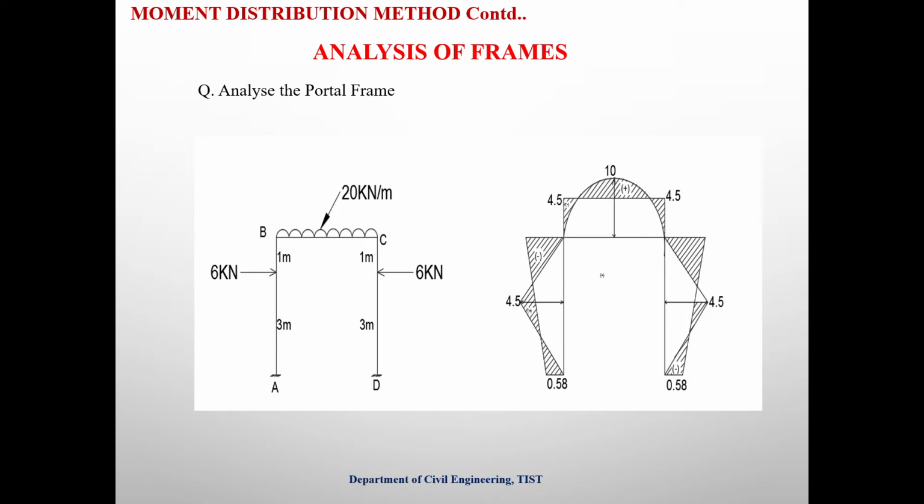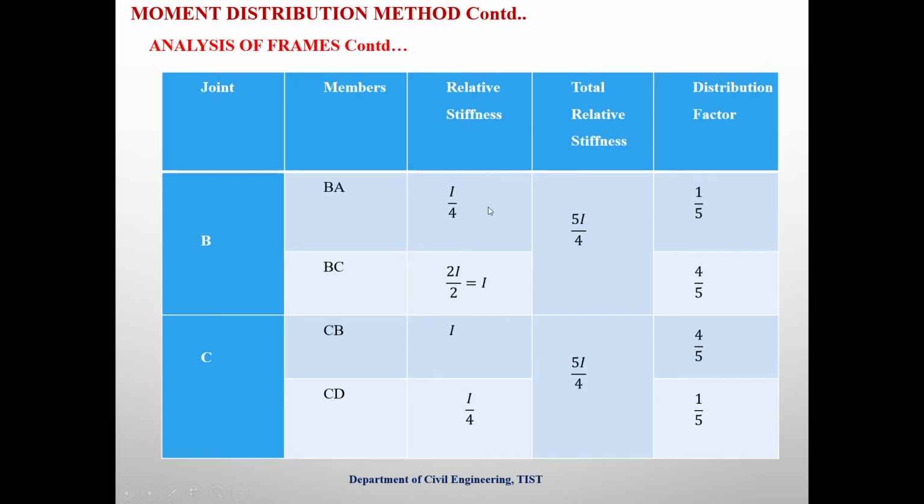In all the cases, the far end is fixed and that means relative stiffness is I by L. Then find out the total relative stiffness of the particular joints, joint B as well as joint C. Then calculate the distribution factor by using the equation: relative stiffness divided by total relative stiffness of that particular joint.